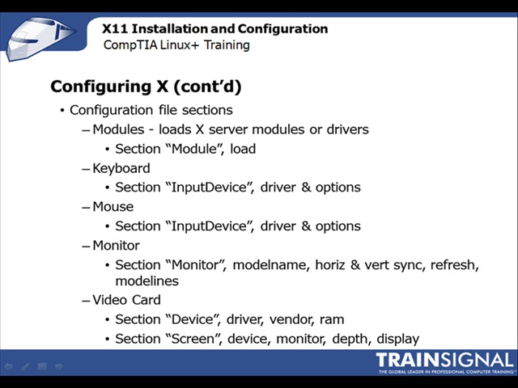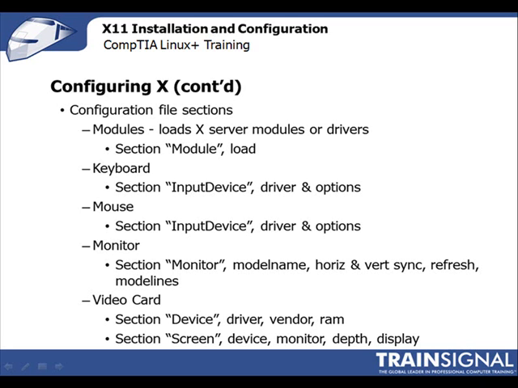The first is the module section, which loads the X server modules or drivers. The section name is module, and the load option is used to load each driver by name. Now, most of the time, you probably won't want to edit this section. Next, we have the keyboard section, and the section name will be input device, but you have an identifier line that you can also use to identify the keyboard, and it's usually keyboard 0, but can be anything you like. In the keyboard section, you'll also have the driver name, and you'll have some options, things like the keyboard layout and the repeat rate. Now, these can be overwritten by any user settings.